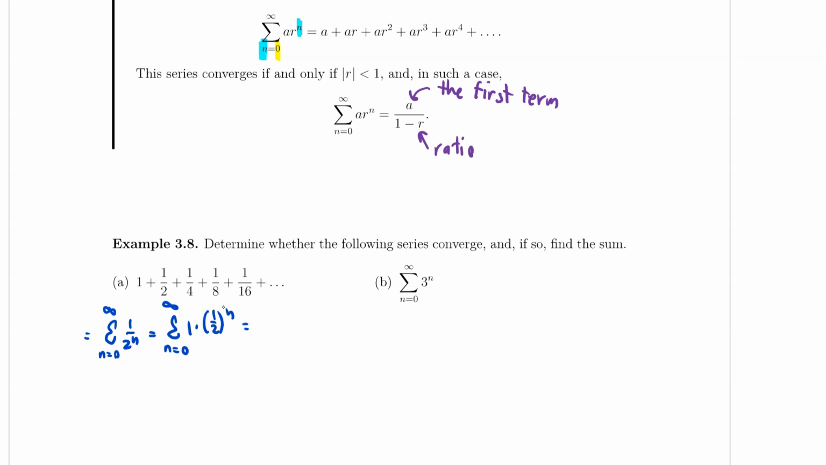So from the formula, this sum is going to equal 1 over 1 minus 1 over 2. So 1 minus 1 over 2 is a half, and I flip that, I bring the 2 to the numerator, so this is just 2. That means this series converges to 2.